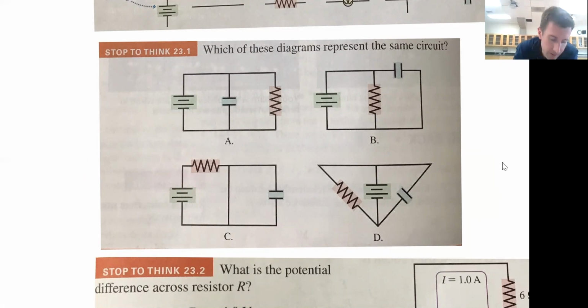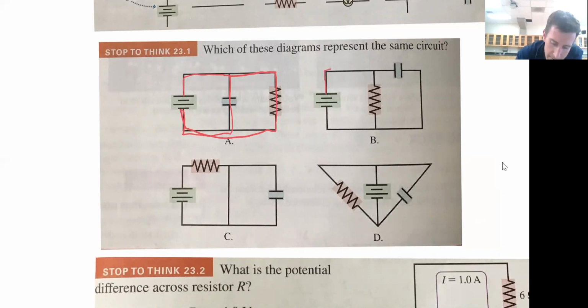Okay. So in this one, from the positive terminal, I come to a junction and I could either go through a capacitor and then back to the negative terminal, or I could go through a resistor and then back to the negative terminal. So those are my two options. These are parallel circuits, one with a capacitor, one with a resistor, both going to the battery. All right, so that's A.